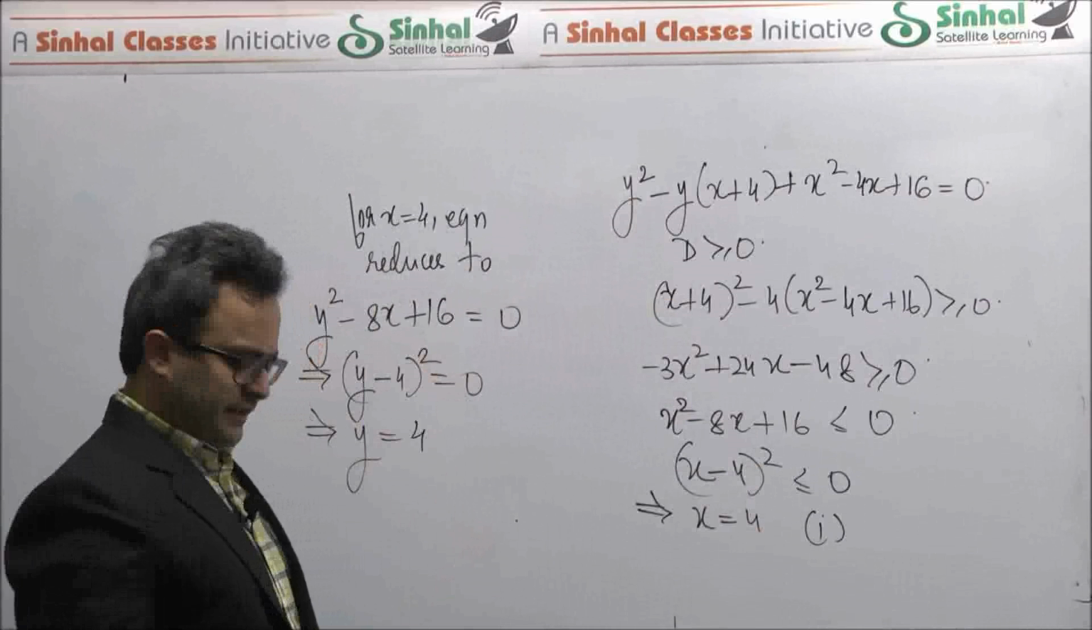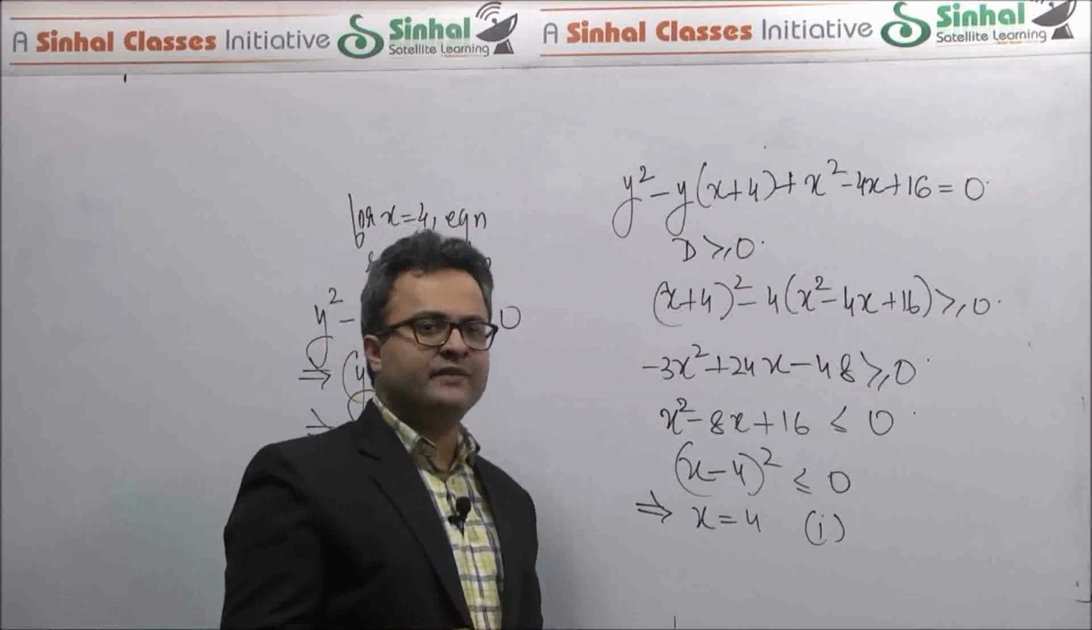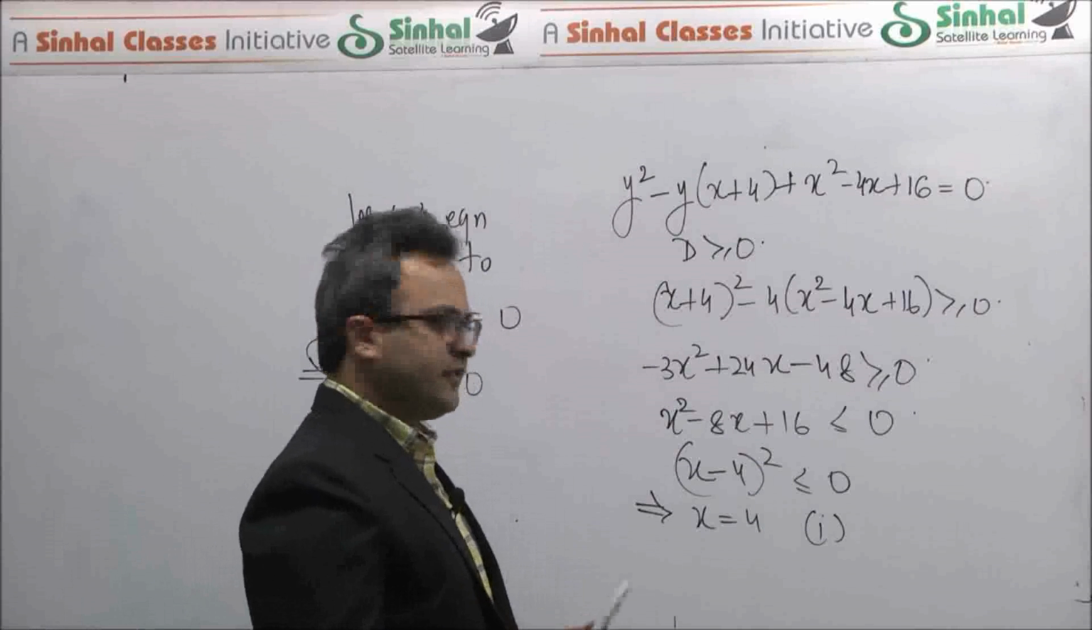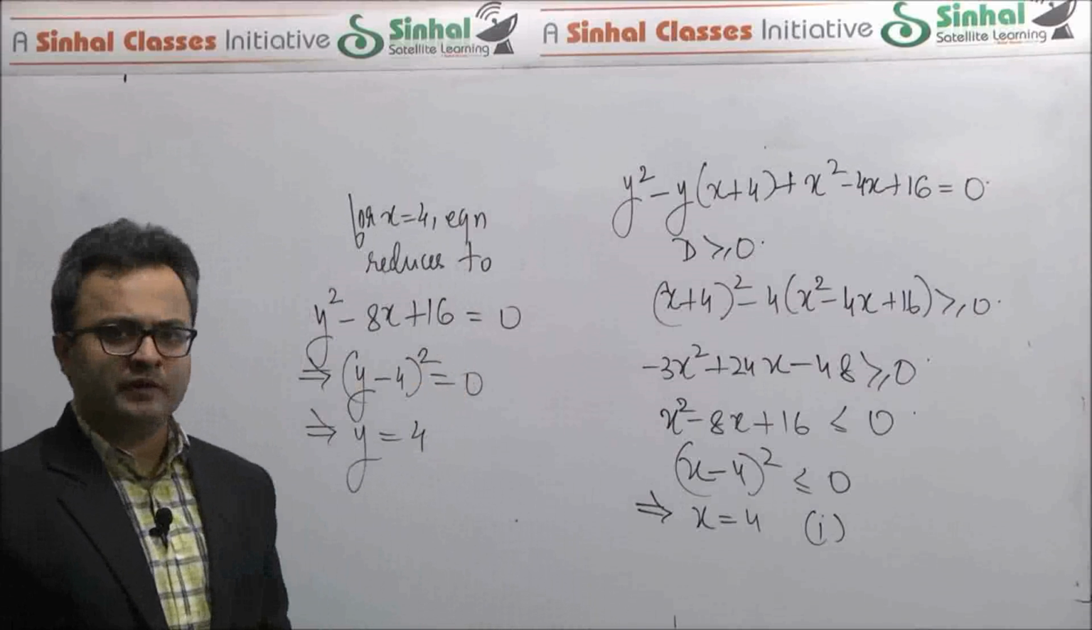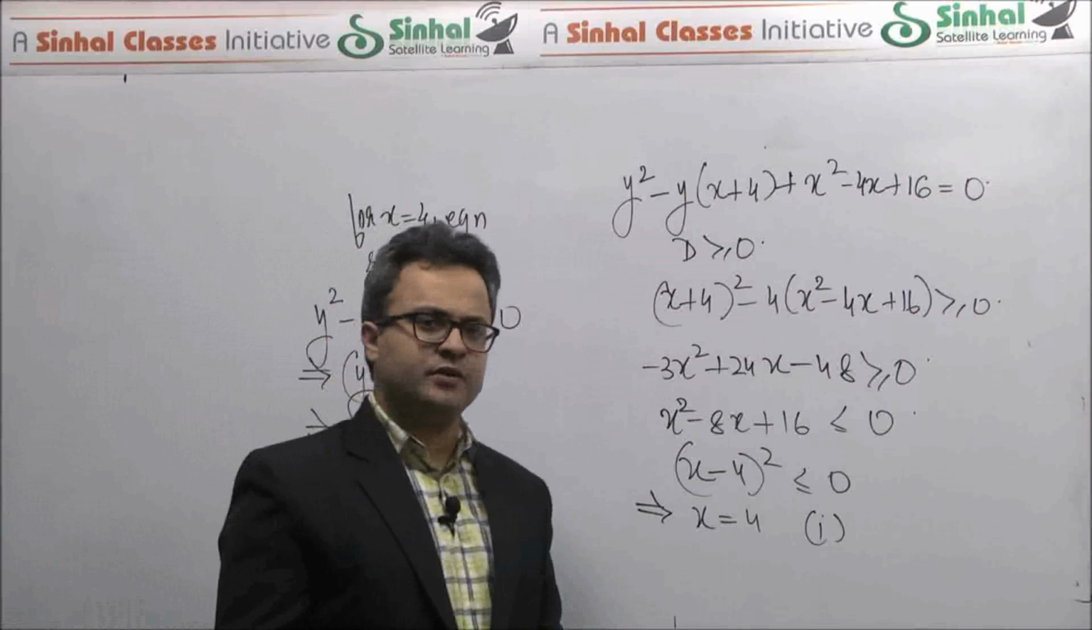So finally what is happening is that x and y both can take one value each, and that kind of proves what you had to prove. So there is only one solution, and that solution is 4, 4. X must be 4 and y also must be 4.